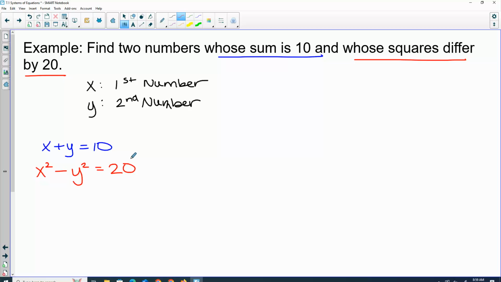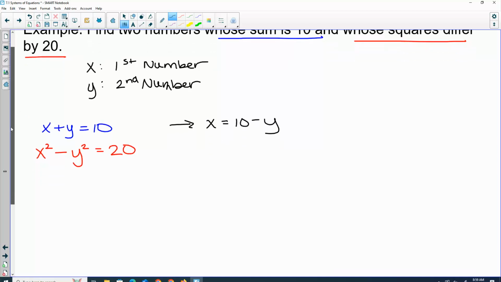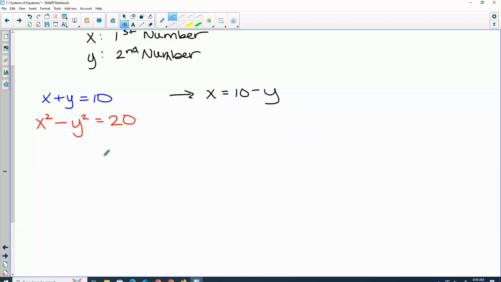So is this one where elimination would be an option? No, my variables are different. We have squares in one and not in the other. So we have to do substitution. So I'm just going to go to the first equation. I want to solve for x. That would be 10 minus y. So then I can sub that in. So I'm replacing my x with 10 minus y, squared, minus y squared equals 20.